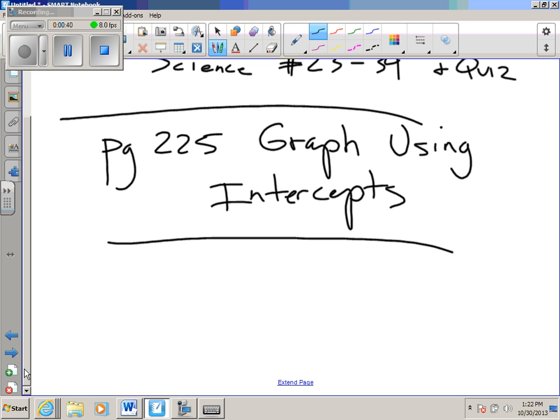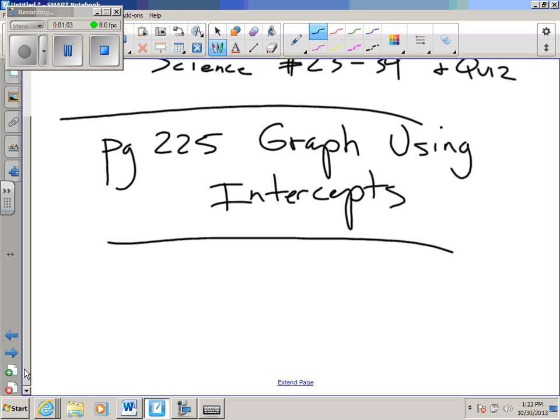Graphing using intercepts, you really only need 2 points. Okay? So if you have 2 points, you can definitely connect the 2 points to make a straight line. 2 convenient points are the points where the graph crosses the axes. An x-intercept of a graph is the x-coordinate of a point where the graph crosses the x-axis.